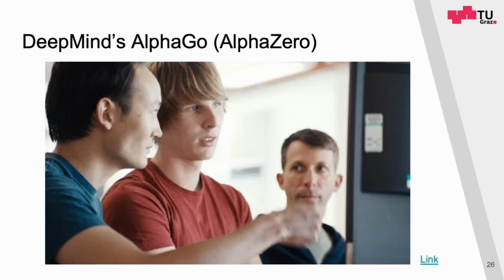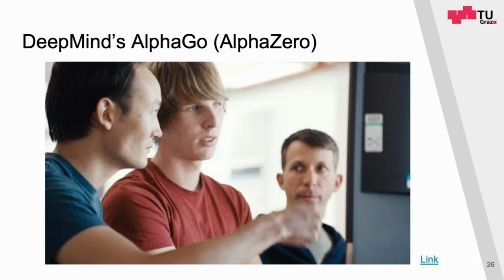Just to give you some numbers on how many possible games there are in Go: the observable universe has 10 to the power of 80 atoms. So 10 to the power of 80 atoms. And the game of Go has 10 to the power of 700 possible games which you can play. So this is really huge.